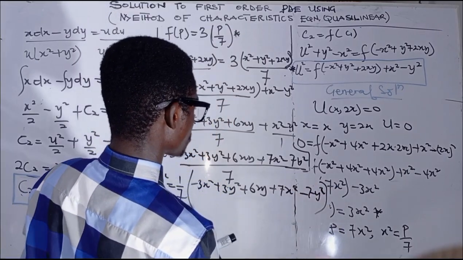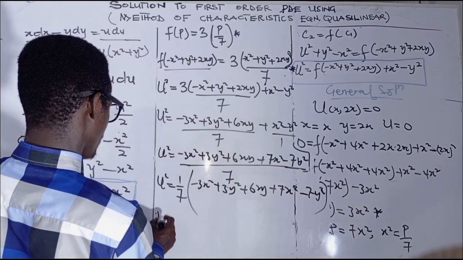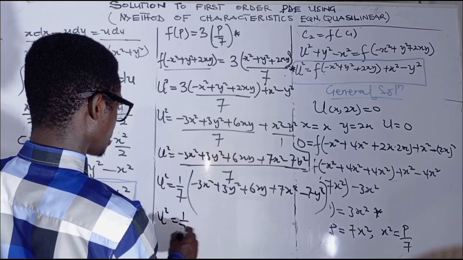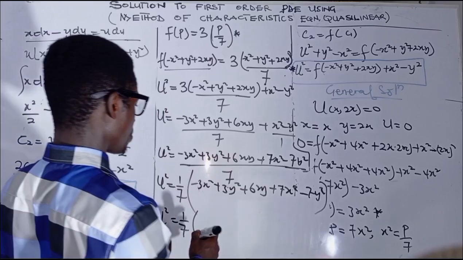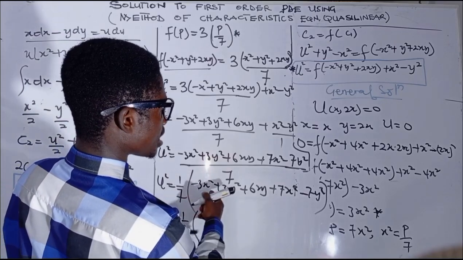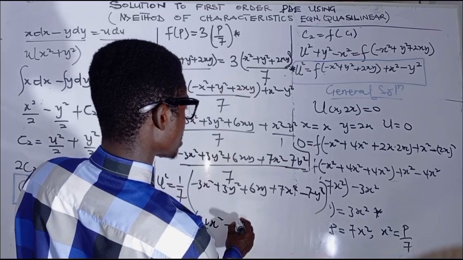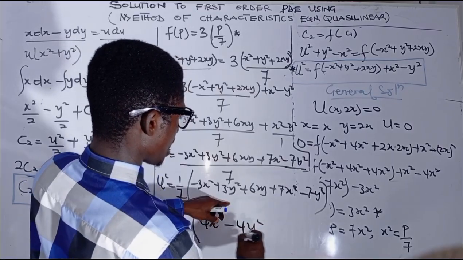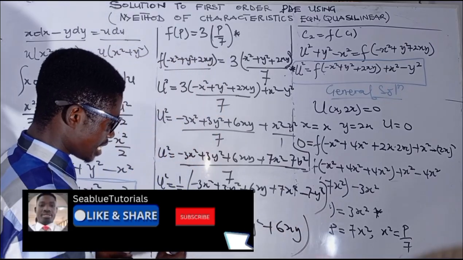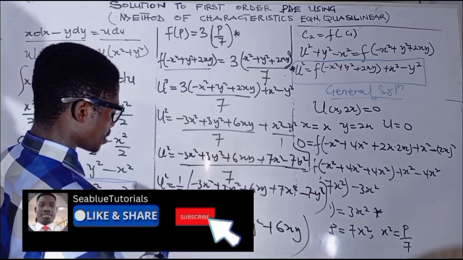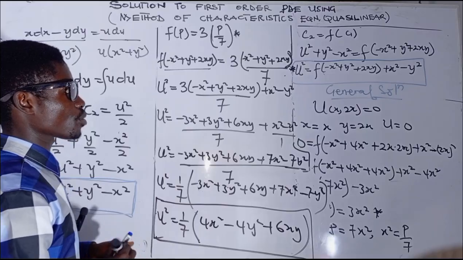So let's see if we can do some small cancellation. We have finally u squared is equal to 1 over 7. From here you can see that some of them can cancel. So we have 3x squared, this is going to give us 4x squared, and then this is going to give us minus 4y squared. And then lastly we have plus 6xy. Very, very easy and simple. So this becomes the particular solution of the question that was given.